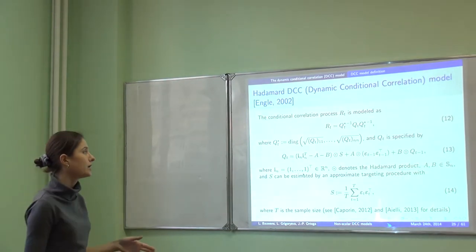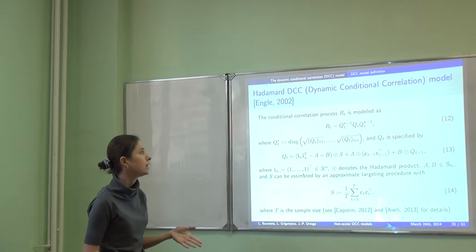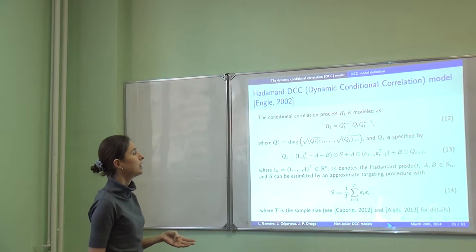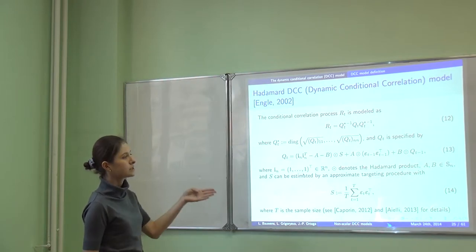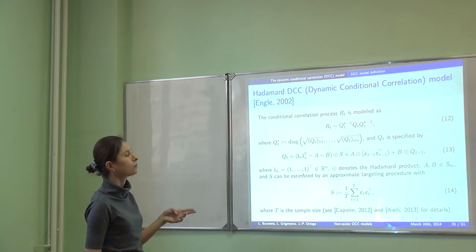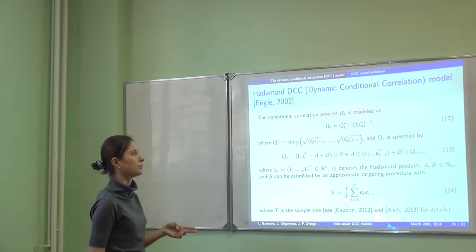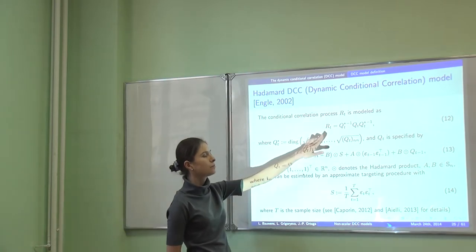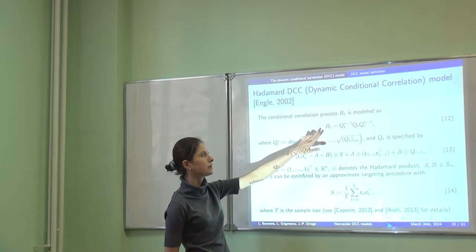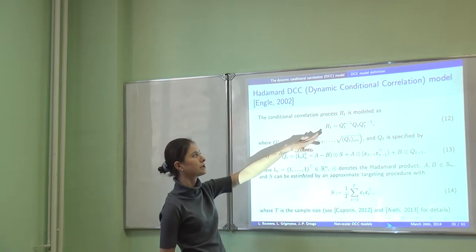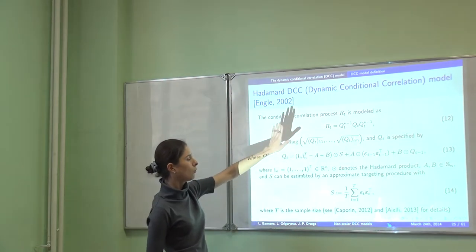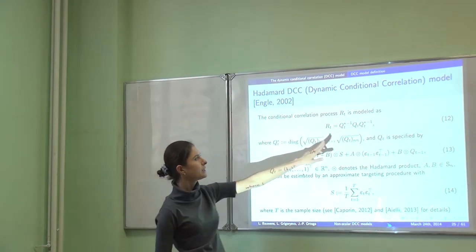So now I approach what we are working with. We are working with the so-called DCC models, as I already mentioned. In the most general setup, this is written down as the so-called Hadamard DCC model. So what do we have in here? We have our RT, which is written down in this relation. This gives us the conditional correlation process, which is modeled in the following way. What we're interested in here is QT.